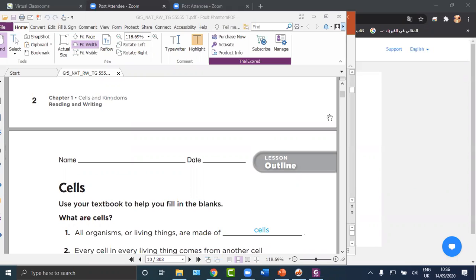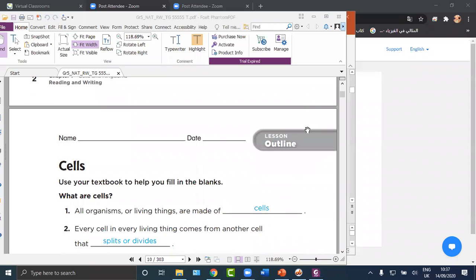Number three. Abdurrahman Muhammad. A single-celled organism that can carry on all its life processes is called unicellular. Unicellular. Yes, excellent, perfect. You did excellent.